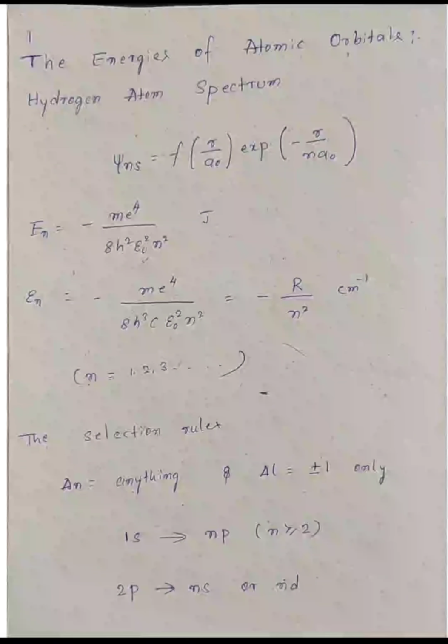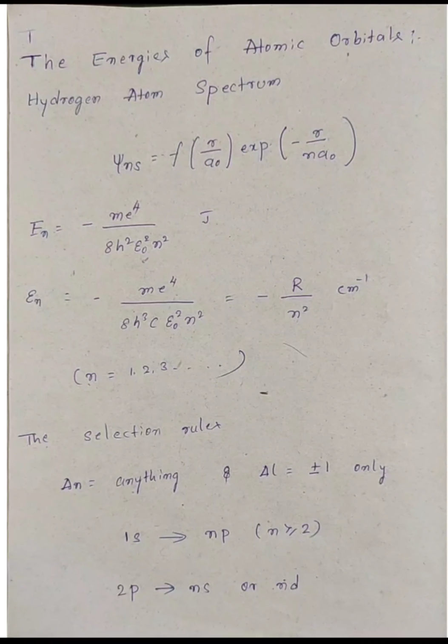The value of the Rydberg constant is 1.097 times 10 to the power 7 meter inverse. So this is the value. R is the Rydberg constant.